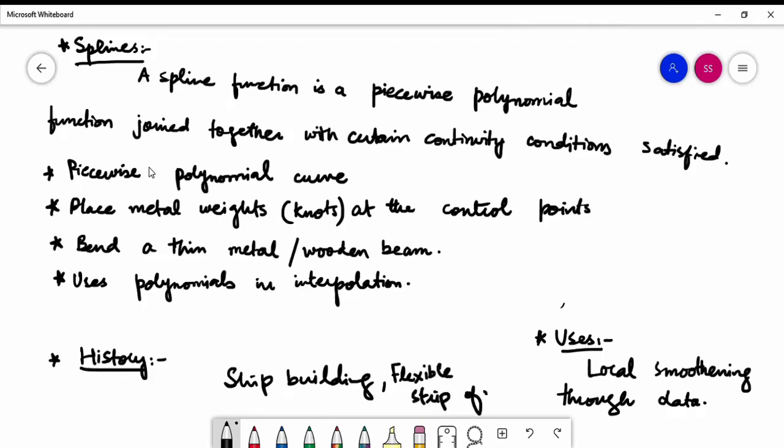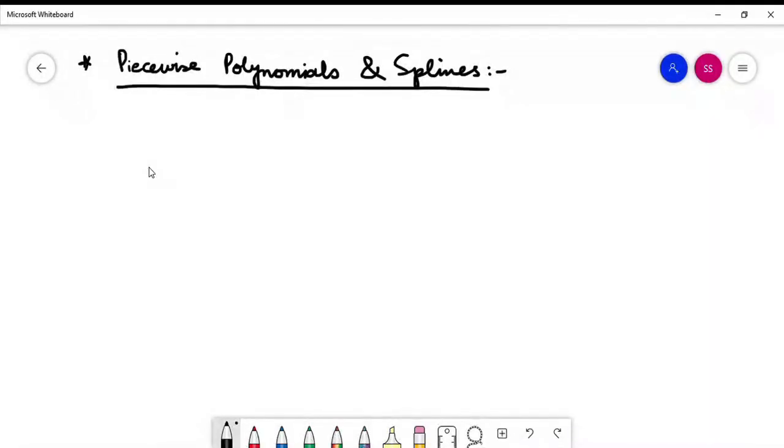A strip of metal commonly used by drafters to assist in drawing curved lines. So in design, splines allow local smoothing through data. Now, what is the relation between piecewise polynomials and splines?